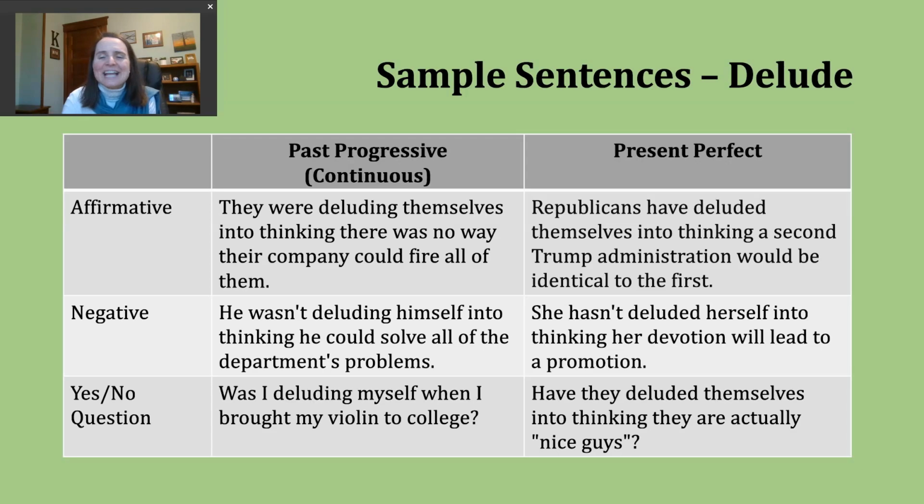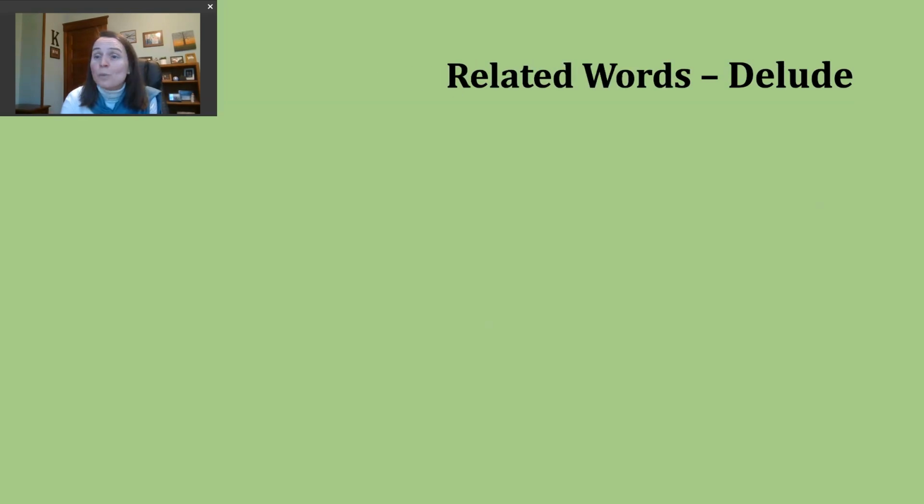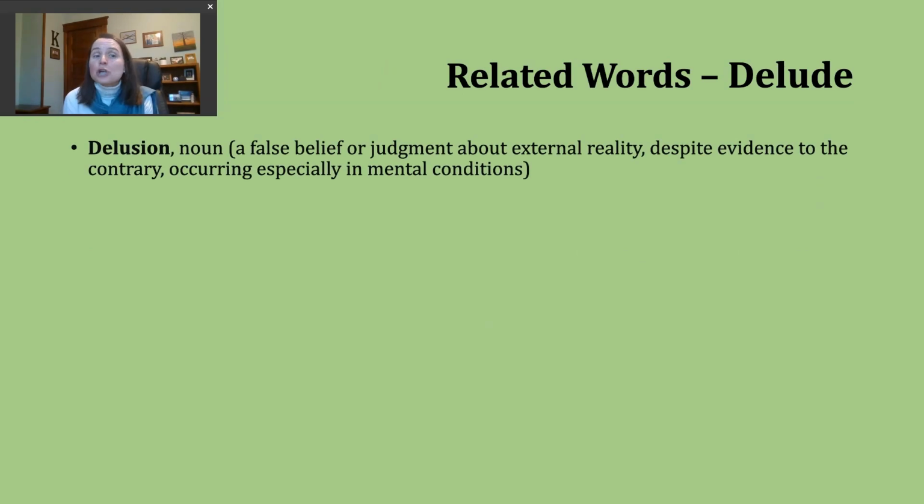So now let's move on and talk about some words that are related to our verb delude. And we're going to start with the noun. The noun form of this word is delusion. This is, again, describing a false belief or a false judgment about some true thing, some external reality. And many times we use this when there is evidence to the contrary.